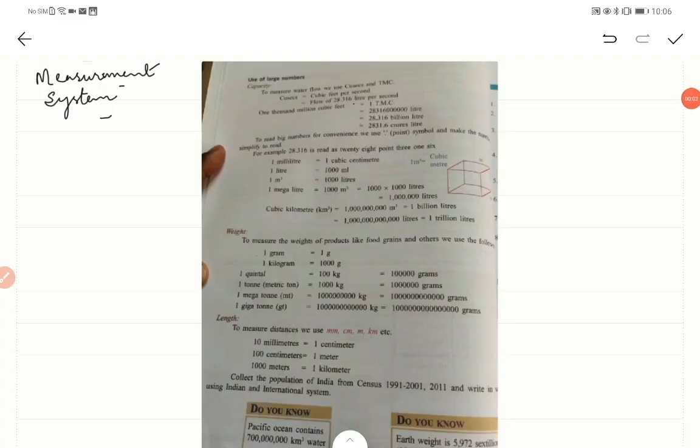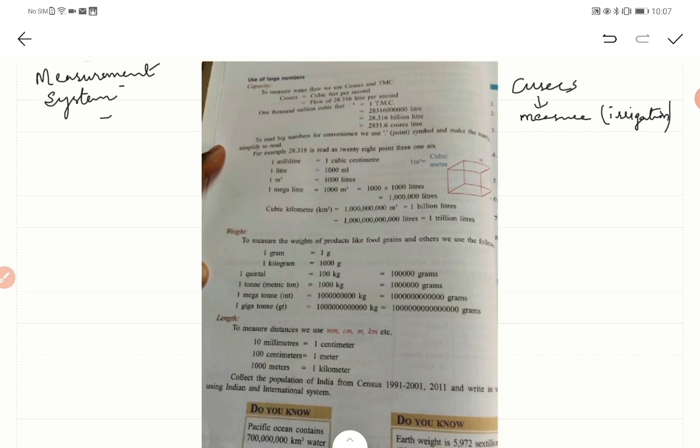You have Cusecs as a measuring unit. This is used mainly for measuring water. This unit is used in irrigation, by the people in the irrigation department. They usually use this Cusecs unit. It is cubic feet per second, used to measure the flow of water, or any liquid.